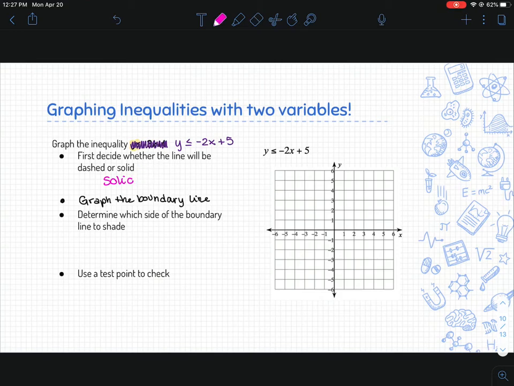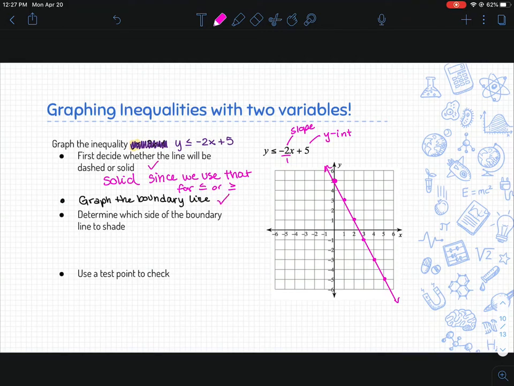So we will do a solid line because it has the or equal to. Since we use that for less than or equal or greater than or equal. We've got a y-intercept of 5, and we've got a slope of -2. Let's make it -2/1. So I'm going to graph my slope now that I've got my y-intercept. And it's a solid line, so I'm going to draw a line through it.